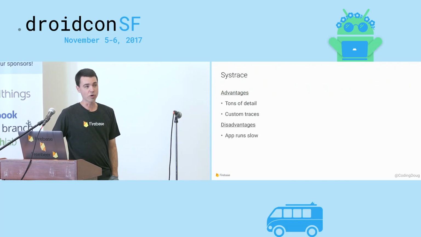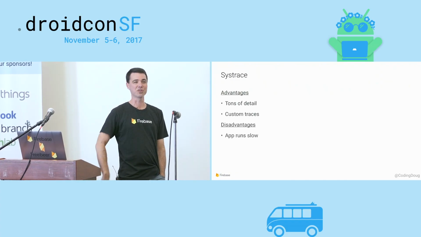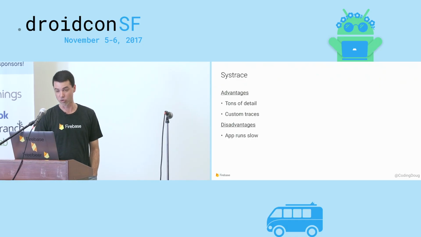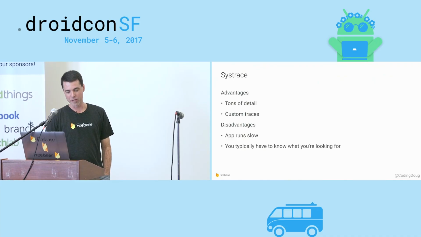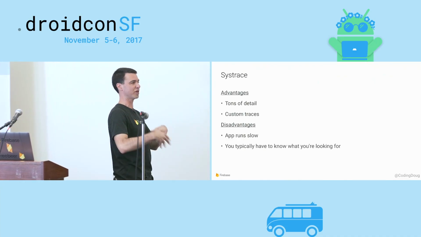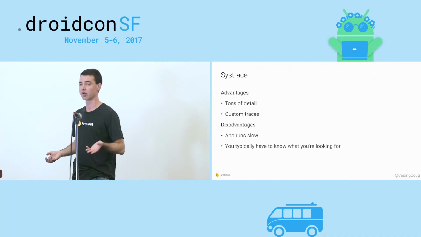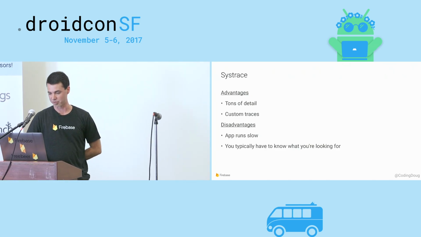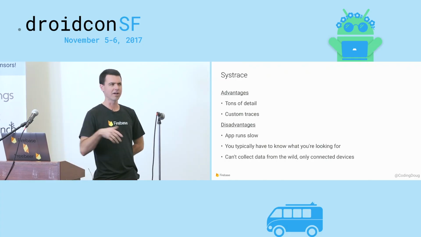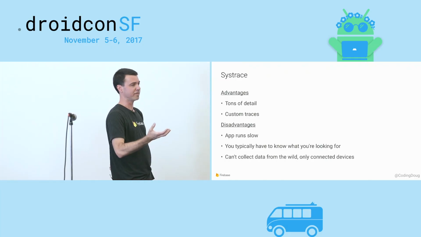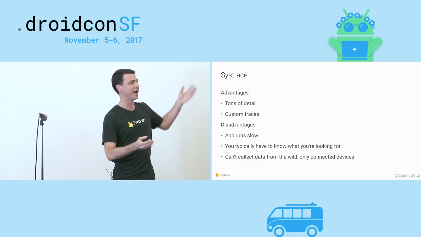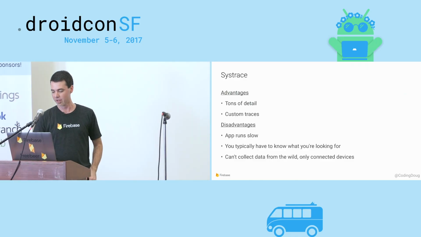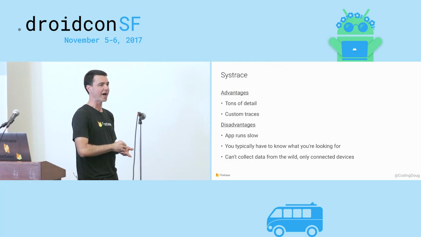However, your app will run slow. Systrace users know that when you're running systrace against your app, it slows to a crawl. You also have to know what you're looking for. So you can't just have systrace running in your app all the time. That's not the way that it works. You have to know there's a performance problem and then dig down into the details for that problem. It can only collect data from connected devices. So as users are using your app, there's no way to have systrace weasel its way into the app that's running in production. So how do you get performance data from your app running in production?